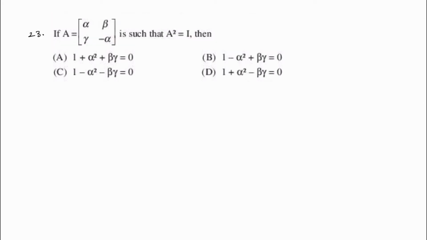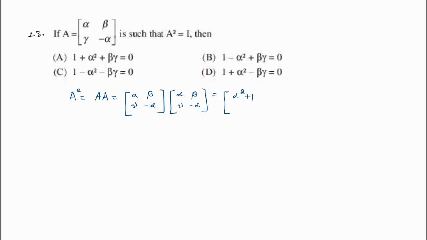Question 23. If A is alpha, beta, gamma, minus alpha, such that A square is I, then let us first find A square. A square is A times A. Don't square each and every element of A. Let us write A matrix. This is also A. Both are of order 2 by 2. Product is also of order 2 by 2. Let us multiply first row with the first column.